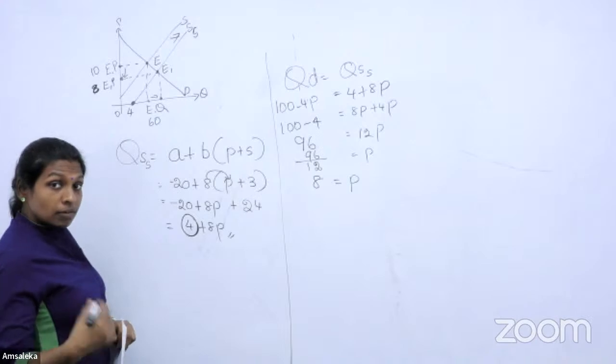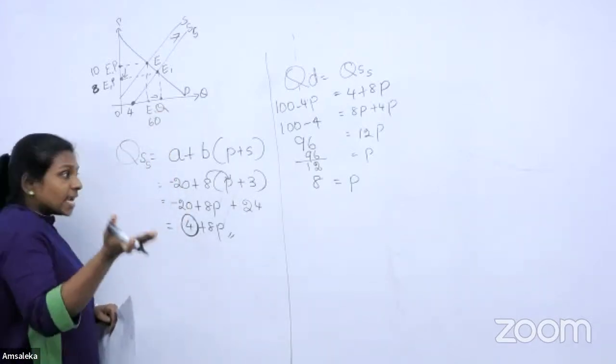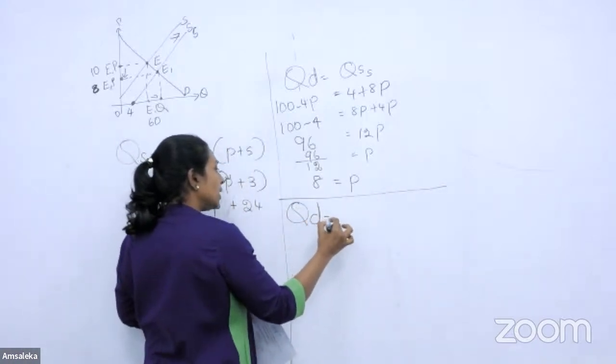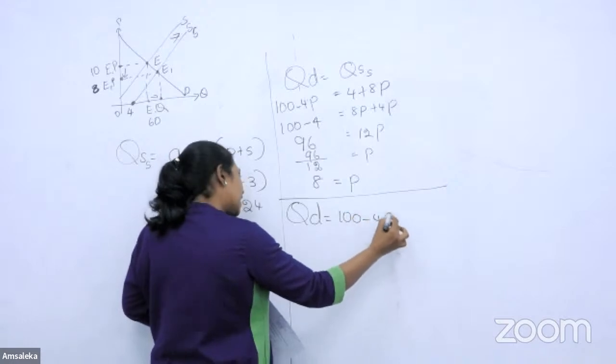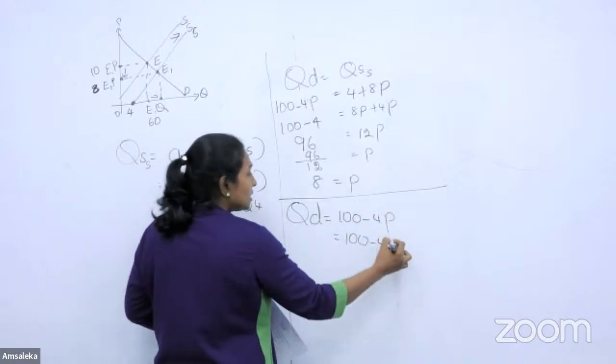Now, what should we discuss to find the EQ? EQ should be the great answer. So, any of the formulas you can apply. QD equals 100 minus 4P. In any of the formulas you can apply and see. The answer will be the same. Price is 8.